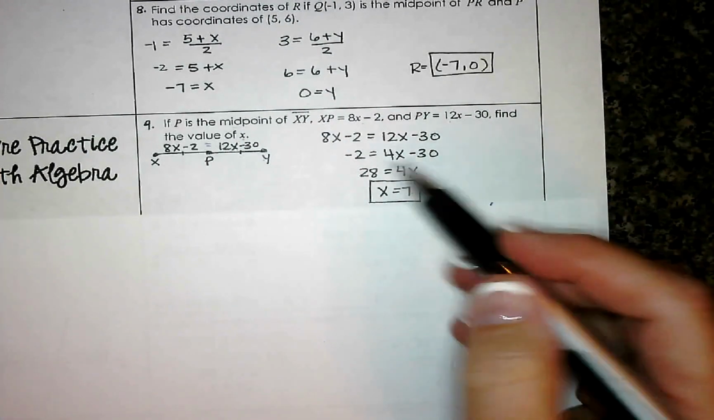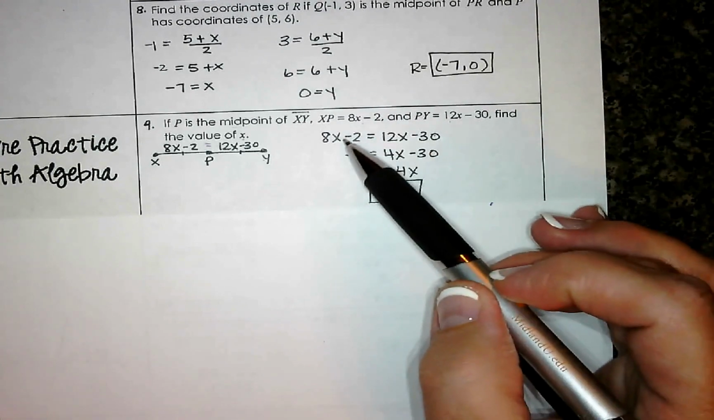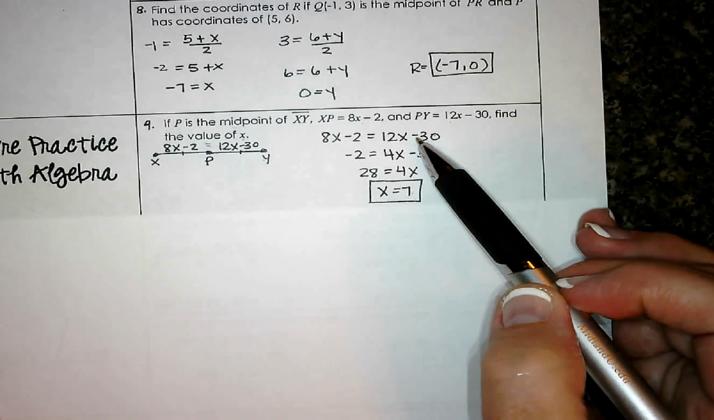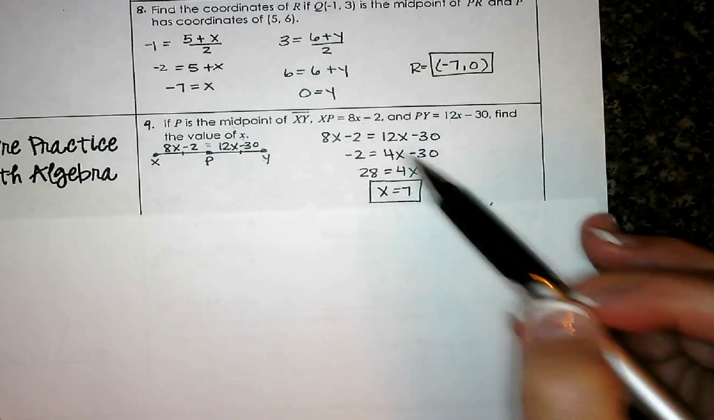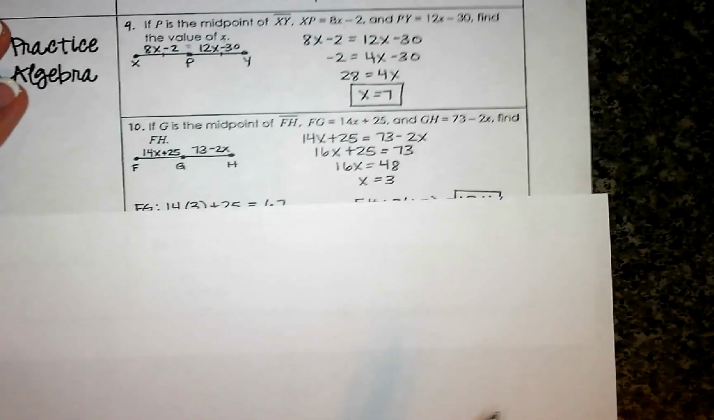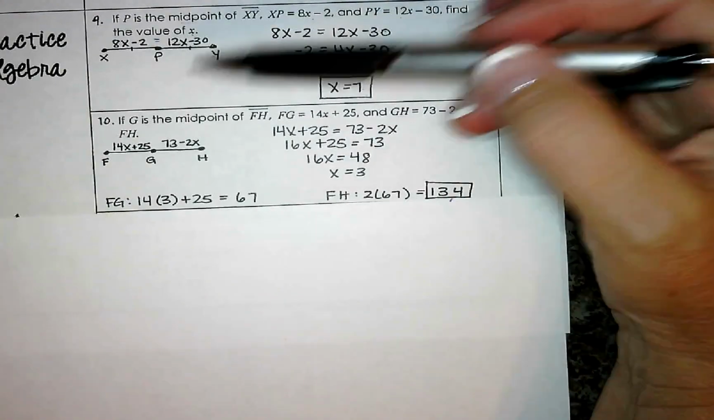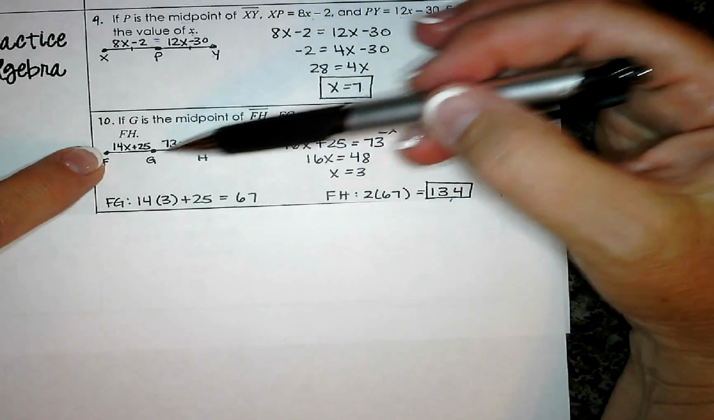Again, there's 2 things here. The geometry part is, do you know how to set this up? And then there's the algebra skills of solving that. Okay, so we want to make sure that we're good on both of those. Number 10, same idea. G is the midpoint, so draw the picture.